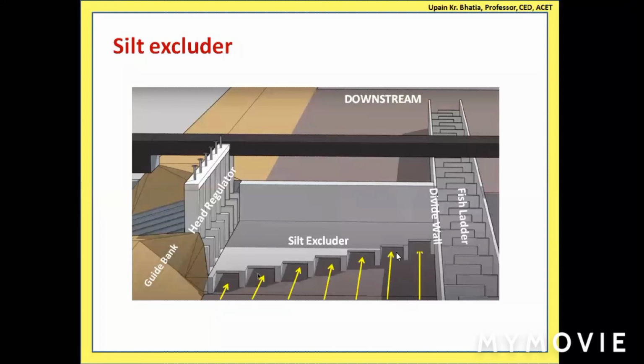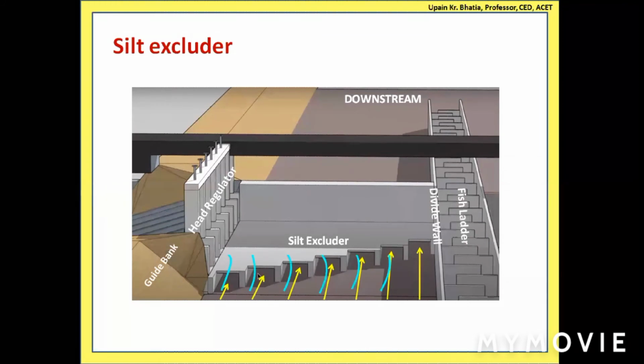The yellow arrows represent the bottom layers, which have high silt concentration. These bottom layers enter into these tunnels, and on the downstream side of these tunnels, we have provided undersluice gates. We can operate those gates to control the quantity of water allowed to the downstream side, and the silt along with these layers also goes to the downstream side of the river.